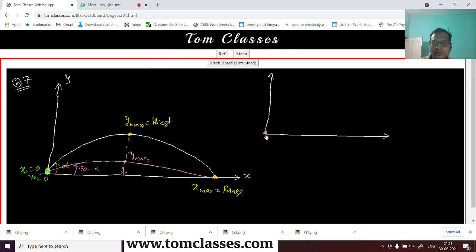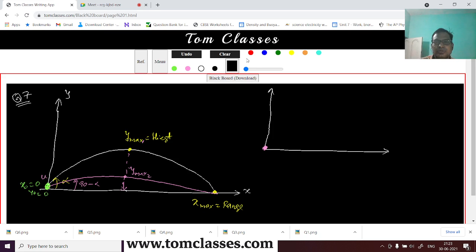Now let's talk about velocity. Here we have u as velocity. Let's call this the magnitude of velocity, and this is time. So these are the two graphs.